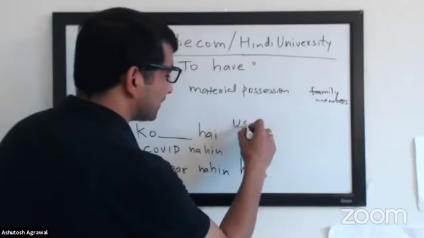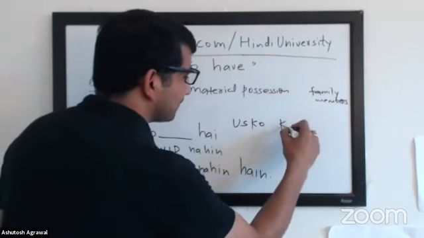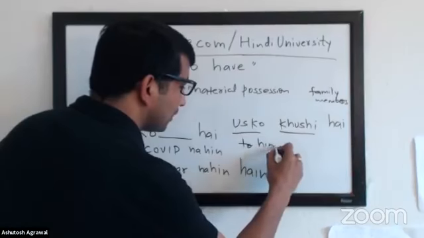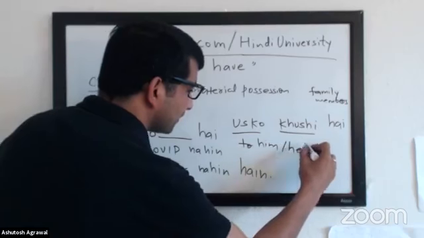Usko khushi hai. Very good. Usko khushi hai. And what does it mean? Well, more or less, happiness happened to her or to him. Okay. So usko is, that's right. Usko, him or her. Okay.